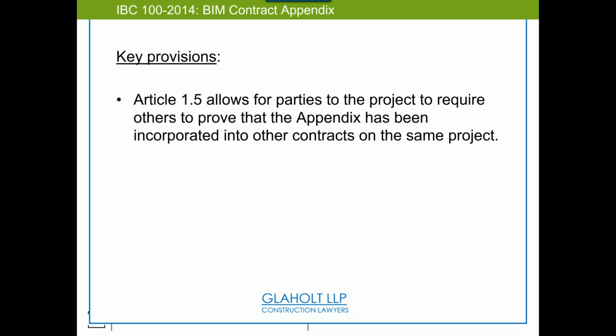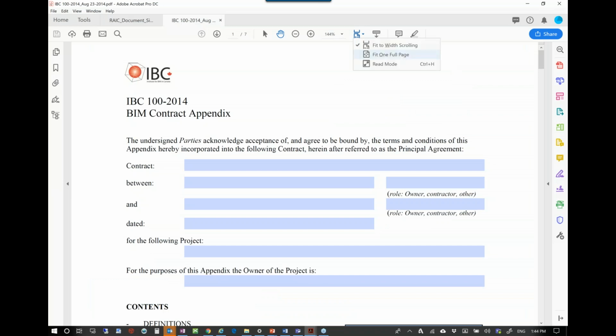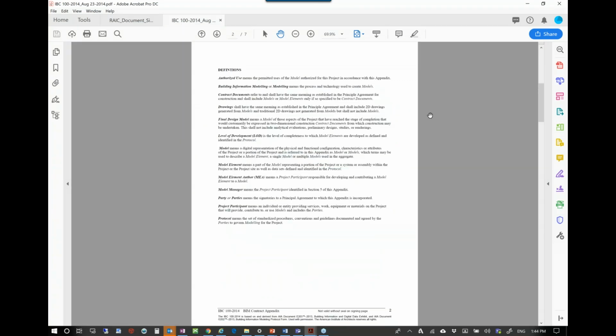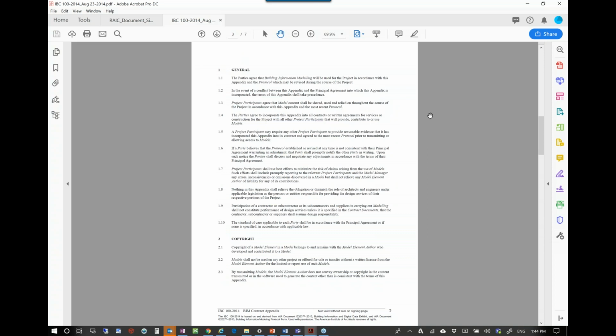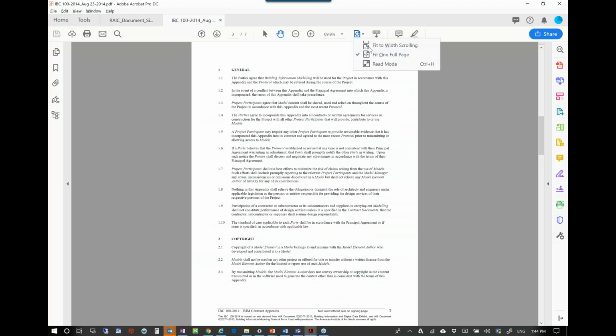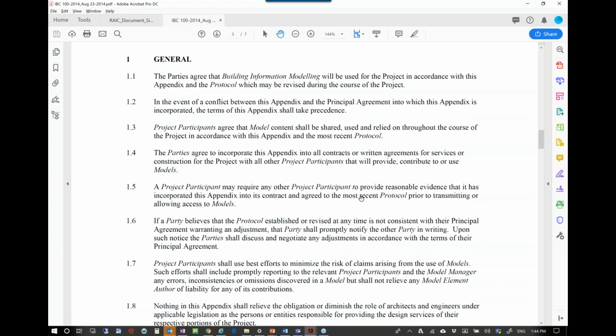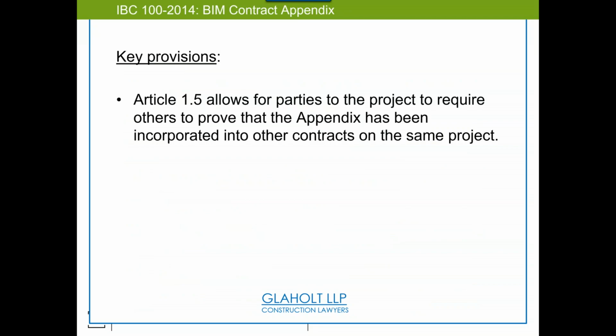So in the contract appendix, and this is going back to this guy here, I'm just going to quickly go through a couple of these parts. There are the definitions, there are these clauses. Basically what I'm talking about is some of these provisions. So when I say Article 1.5, that would be this one right over here. Article 1.5, project participant may require blah, blah, blah. These are some of the key provisions. So I'll say to all of you, read the IBC contract appendix. It's very important, very important.